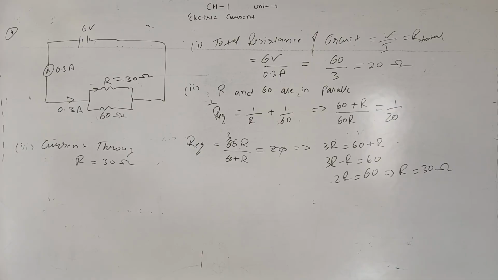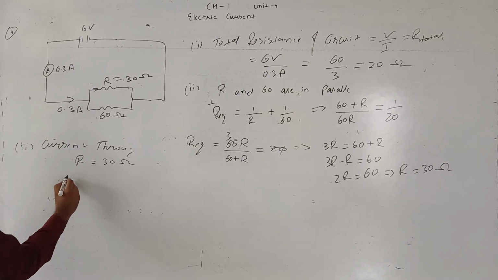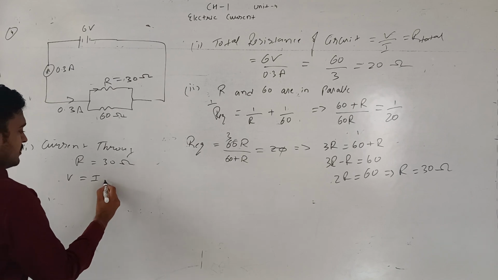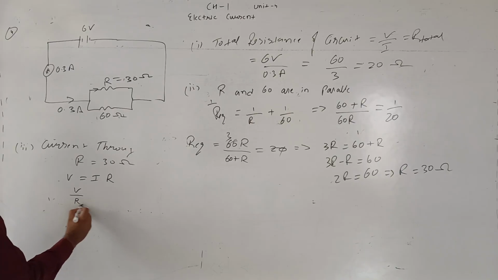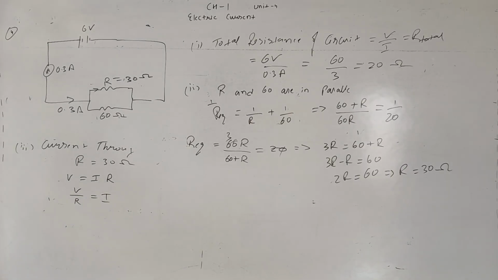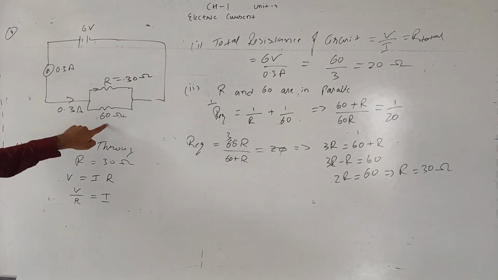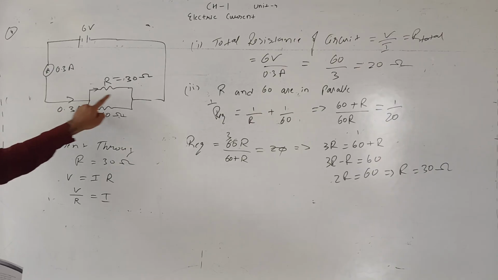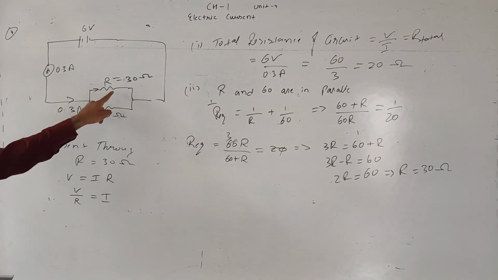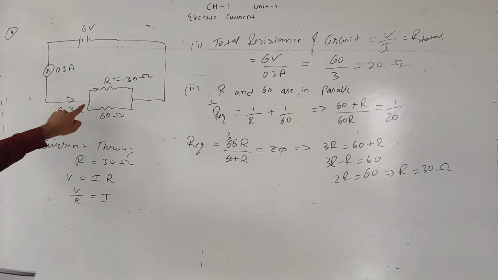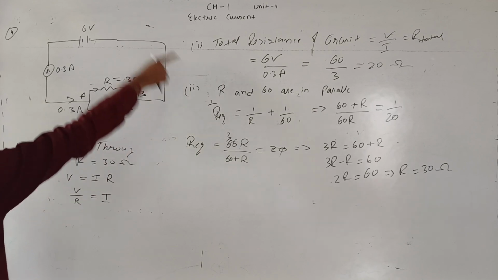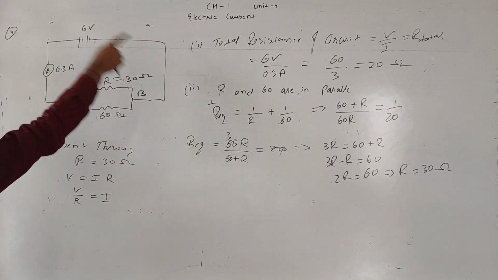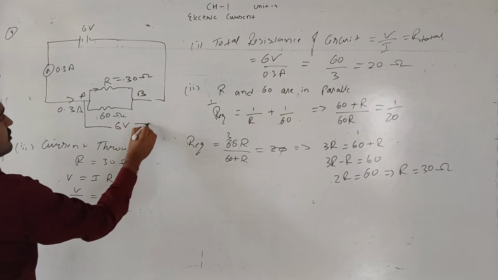So we have to find the current passing through the resistance R. We have V equal to IR, so V upon R is equal to I. Because R and 60 ohm are in parallel, there is the same potential drop across each resistance. Ends A and B are directly connected with the battery of 6 volt. Therefore, the potential difference here is also 6 volt.